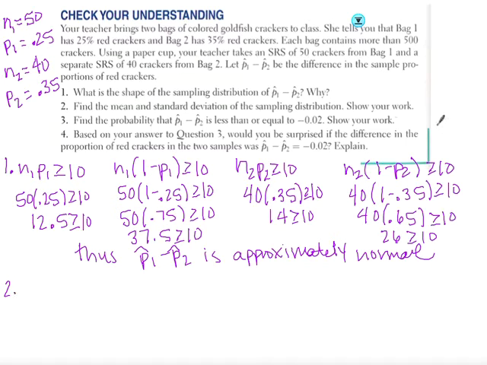So number 2 asks us to find the mean and the standard deviation of the sampling distribution and to show your work. So for this one, for the mean, I'm going to start by doing P1 minus P2. I know that P1 is 0.25 and P2 is 0.35, which gives me a mean of negative 0.10.